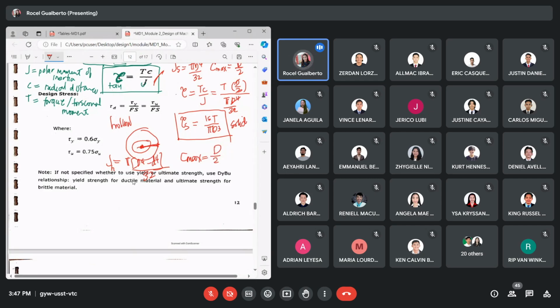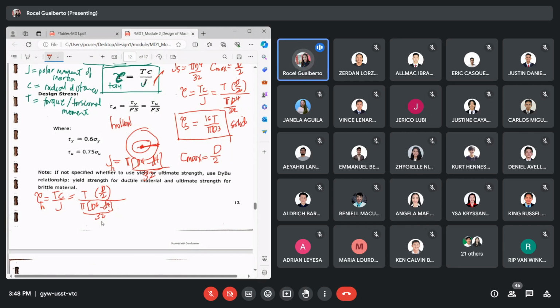So with that po, palitan po ulit natin yung general equation. From tau equal to TC over J, hanapin po natin yung para sa hollow. Yung C po at yung J po na yon, ipapalit po natin yung C max at J for hollow. So we come up now with T. Ang C po ay D over 2 at ang J po is pi D to the fourth minus d to the fourth divided by 32. Again, big letter D po pertains to the outside diameter and small letter d is the inside diameter.